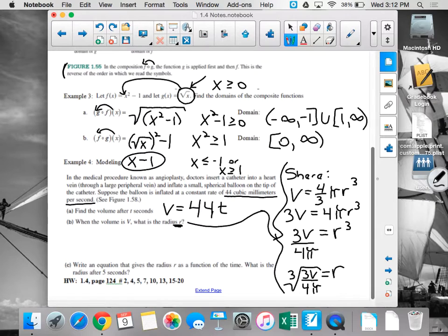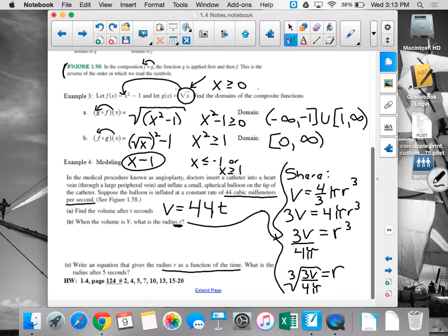Letter C, it says write an equation that gives the radius r as a function of time. Oh, there's the composite that we were talking about. So notice that the equation that we have in letter B is in terms of volume and radius, but not in terms of time. So what we want to do is replace that volume, get rid of it, because we want the radius, but we don't want the volume, and instead of volume, we're going to write it in terms of time, which is why we did that little thing in letter A.